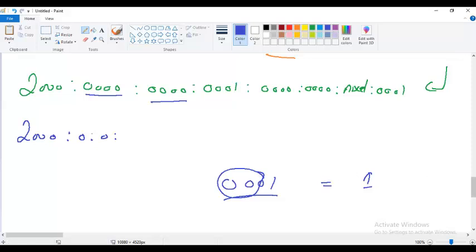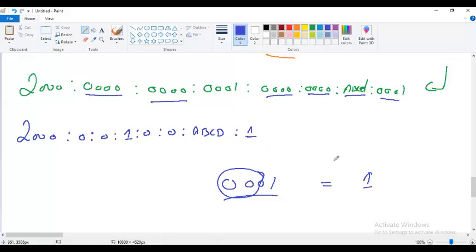See, this 0 I cannot remove. But the leading 0 you can remove. Leading 0 can be removed. And then 0, 0, A, B, C, D. This leading 0 also can be avoided. You see, the address is now shrunk. Even further, you can shrink it.